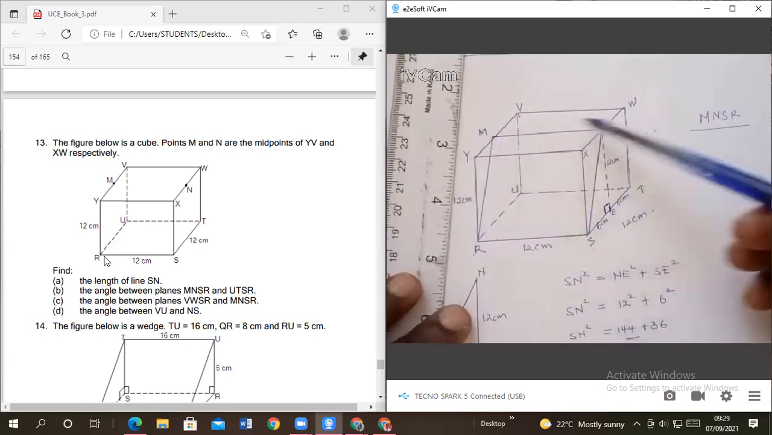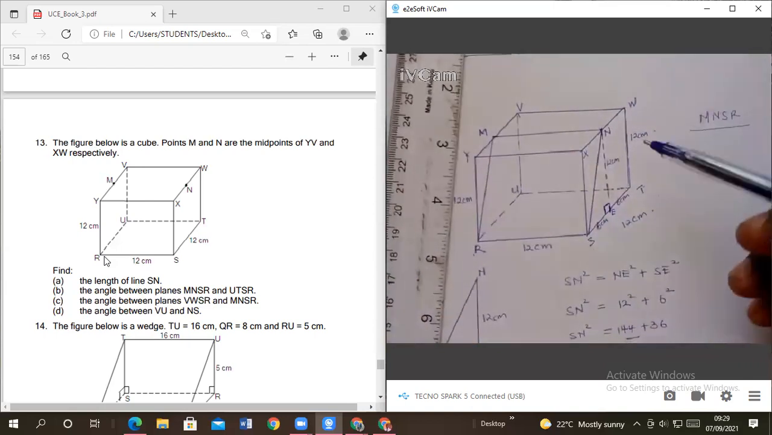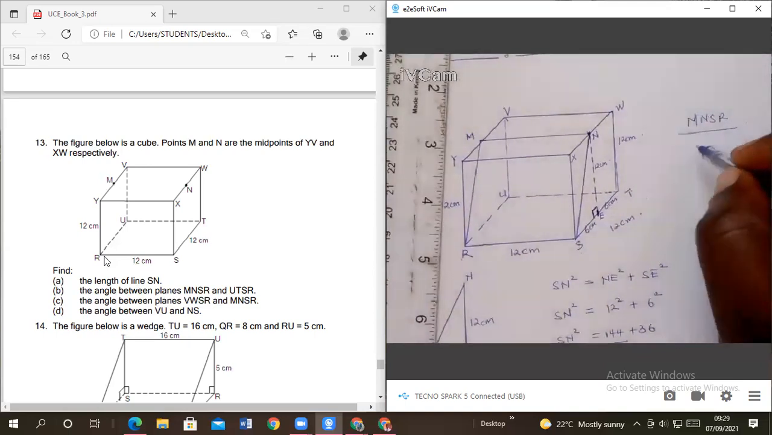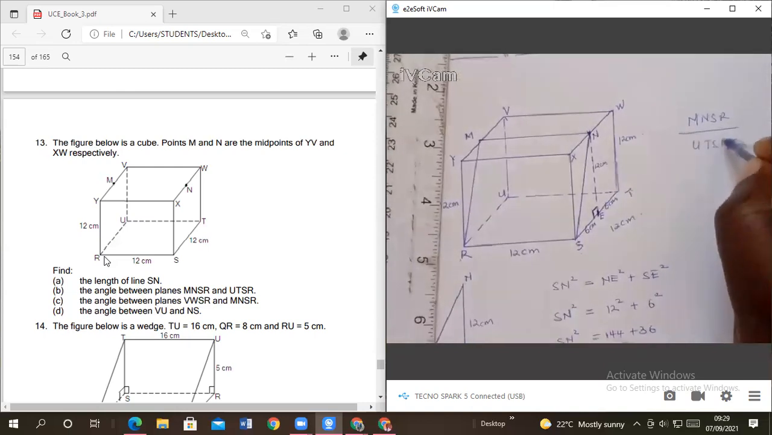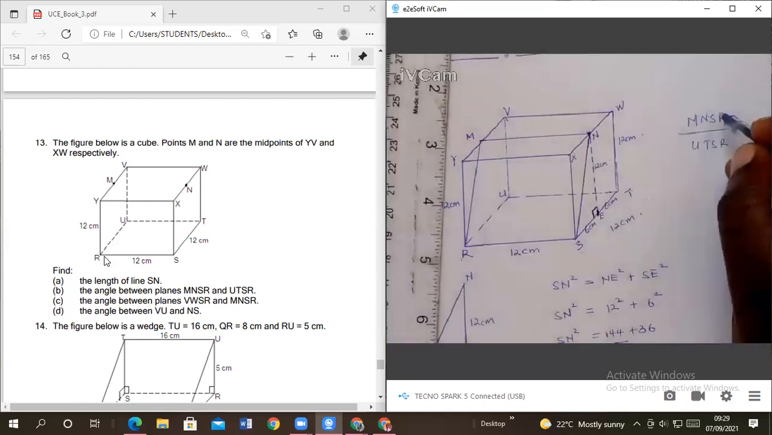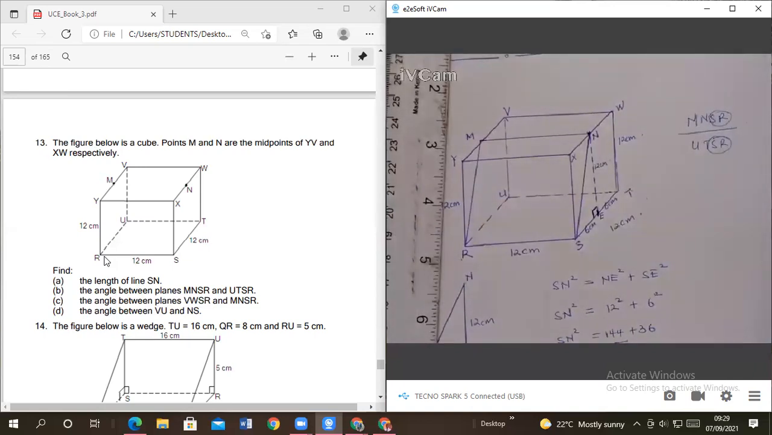the plane MNSR. But before we do that, we should know we have the first plane, which is MNSR, and the other plane is UTSR. So these two planes have a common line. And we can say that the common line they have is SR. So when you look at S and R, is being shared by the first plane and also the second plane.